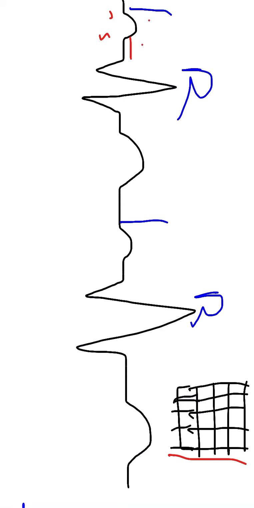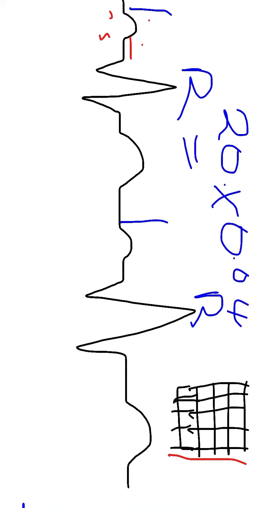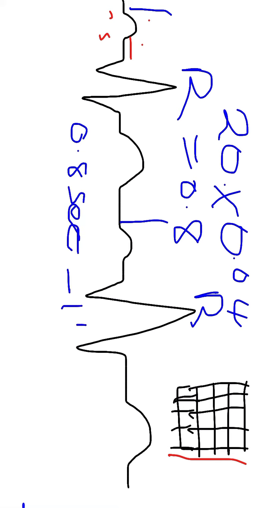So if RR had, let us say, 20 small boxes, we would multiply that by 0.04, and then we would get that this is going to take 0.8. So all you have to do in order to calculate the number of beats per minute is say if it takes 0.8 seconds for one beat.